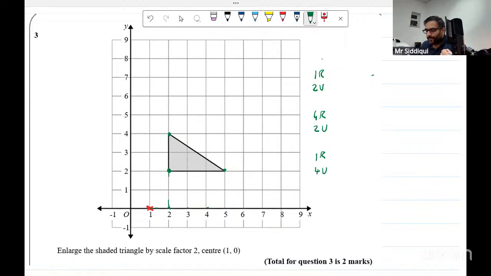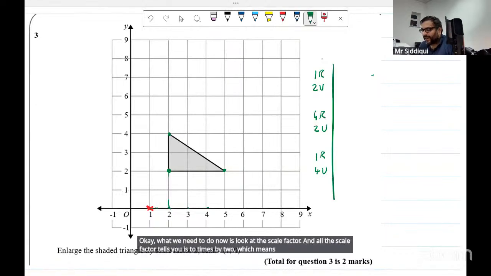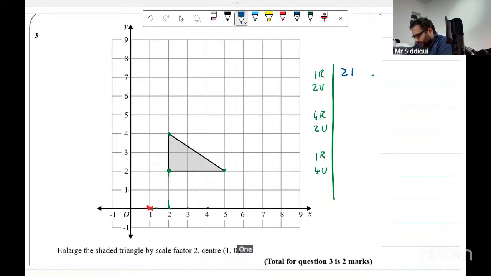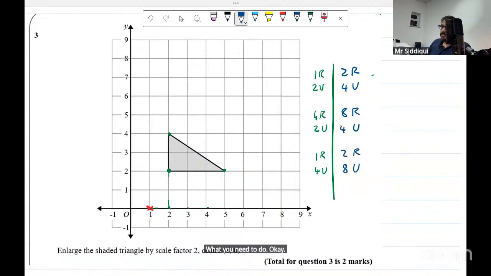Okay, what we need to do now is look at the scale factor. All the scale factor tells you is to times by 2, which means that I just take all of my directions, these things that I've just done so far, and double everything. So 1 right becomes 2 right. 2 up becomes 4 up. Just double the numbers. That's what you need to do. So I've doubled all the numbers. And then all you do now is follow these directions from the center. So always go back to the center and follow that.